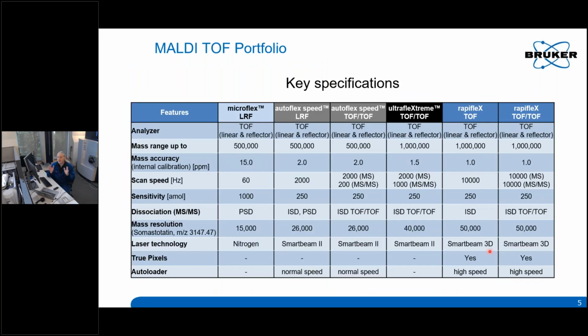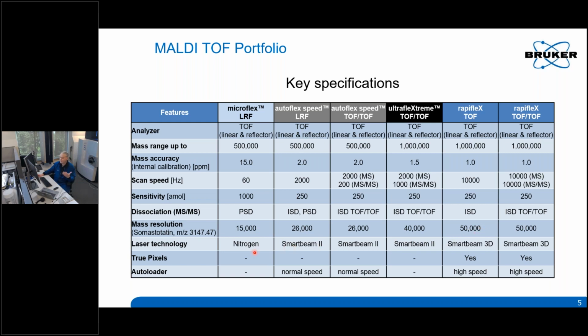So here are some key specifications. I don't want to rely too heavily on these, but there are some things that we need to pay attention to. Obviously, going from left to right again, we're increasing in the molecular weight that you can detect. We're getting better and better mass accuracy. Our scan speed, or how fast we can acquire data, also goes up. And then our sensitivity also increases. And then the mass resolution. So depending on your needs, you can get higher and higher resolution, up to about 50,000 for the Rapiflex.